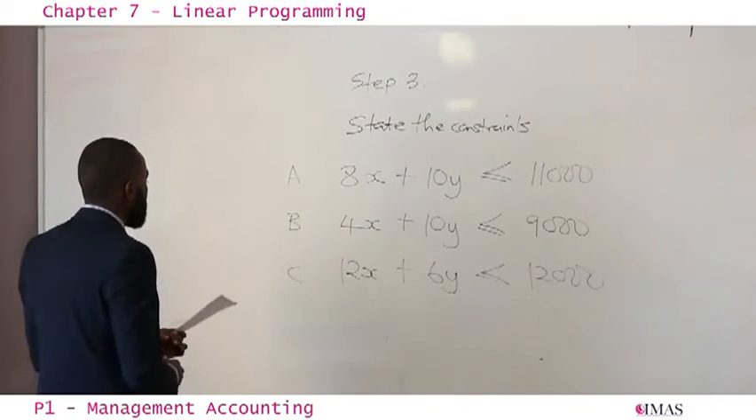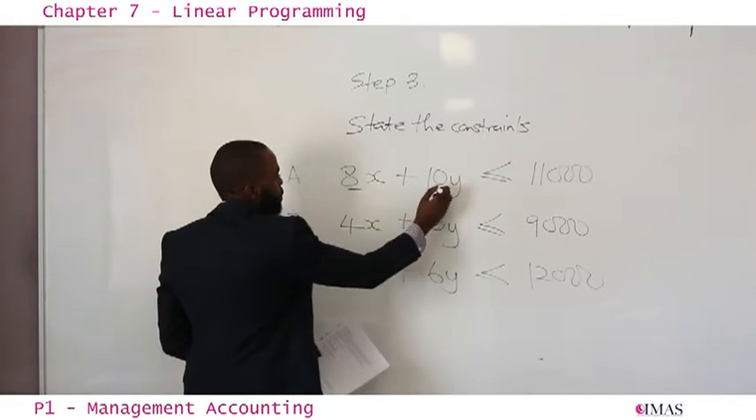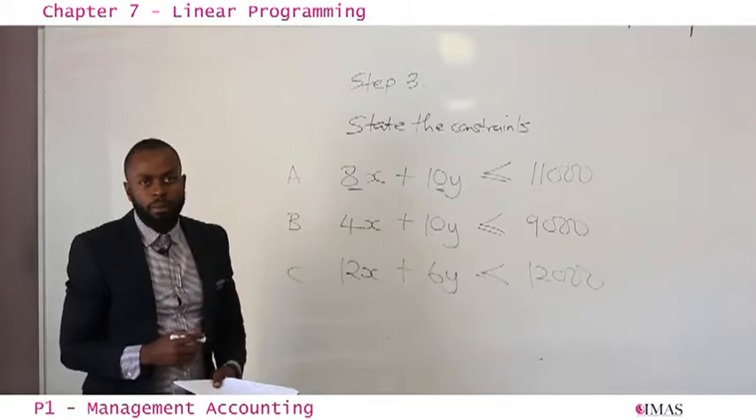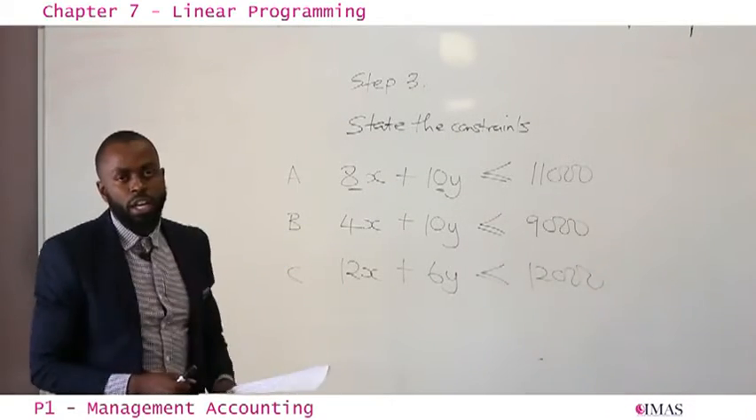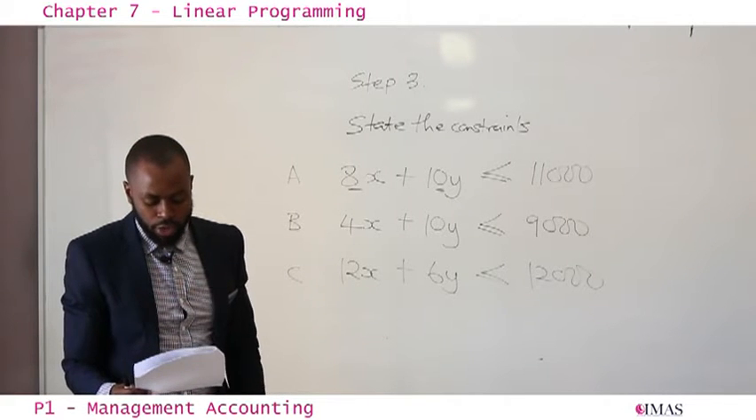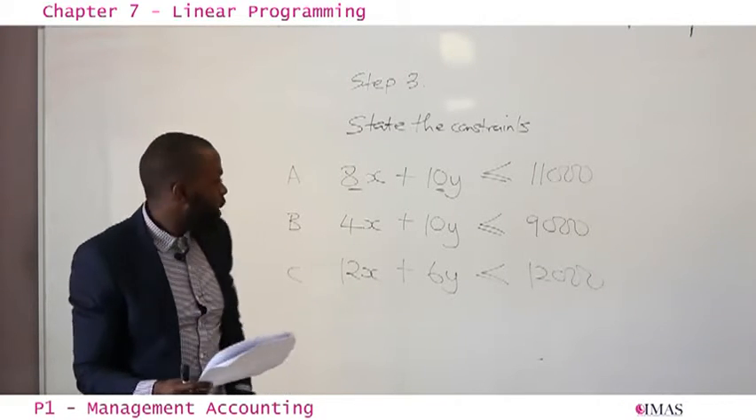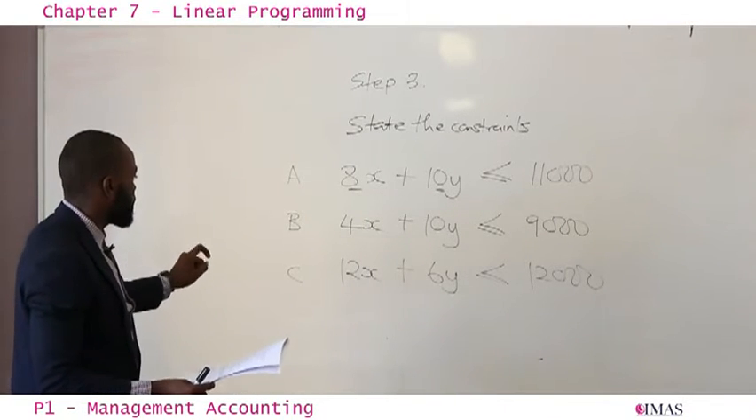So this question is easy because we can identify that we need 8 hours for X, we need 10 hours for Y. In the exam, the examiner will give you a question, but they won't give you the hours required. You have to calculate the hours required. So we're going to look at those kind of examples. So that's our step number 3. We have our resource constraints A, B, and C.